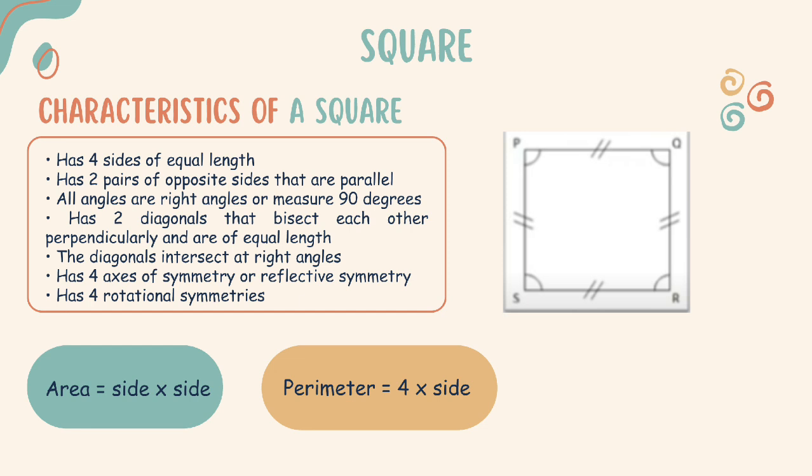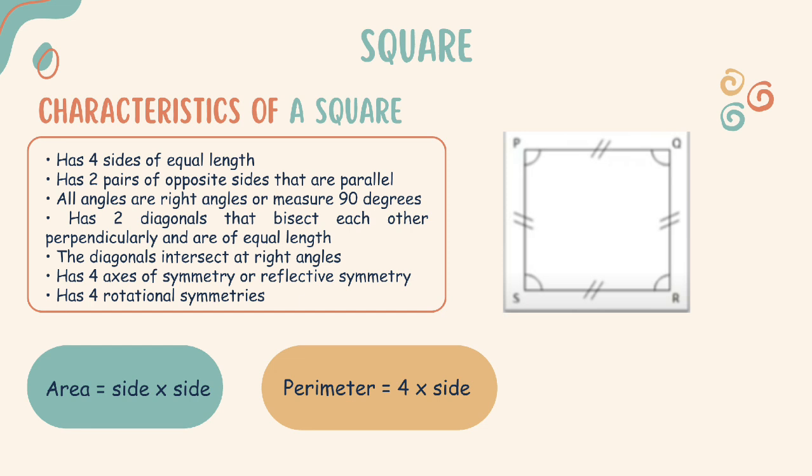The first is square. The characteristics of a square are: it has four sides of equal length, then has two pairs of opposite sides that are parallel. Then all angles are right angles or measure 90 degrees. Then has two diagonals that bisect each other perpendicularly and are of equal length. Then the diagonals intersect at right angles.